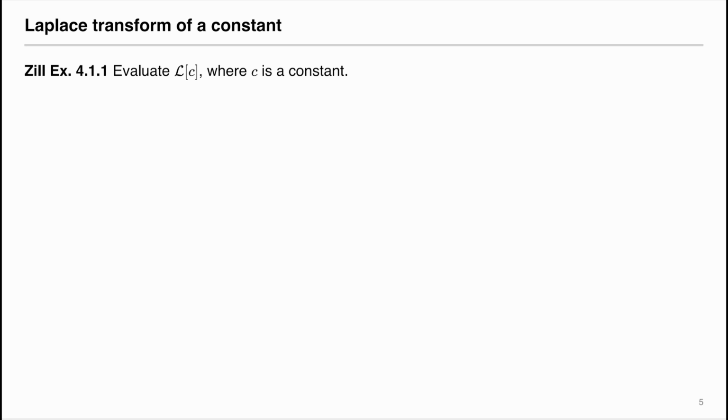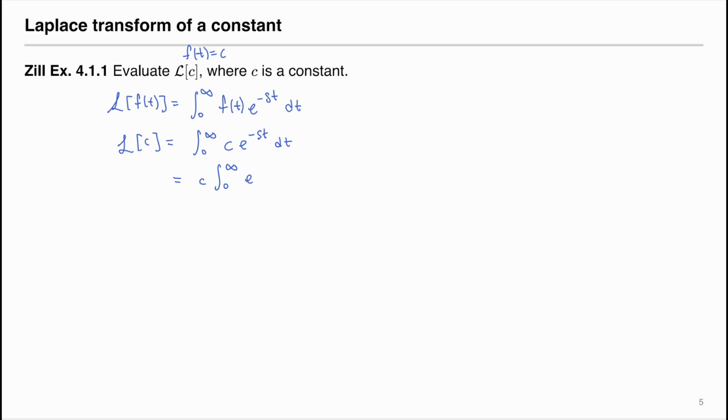By looking at the simplest example of a constant, where f of t equals c. We first recall that the definition of Laplace transform of a general function is integrate from 0 to infinity of the function itself multiplied by e to the negative st dt. In this case, we're evaluating the Laplace transform of c, constant. So we multiply c by e to the negative st and integrate. And because c is a constant, we can pull it out. And we're just integrating e to the negative s of t.